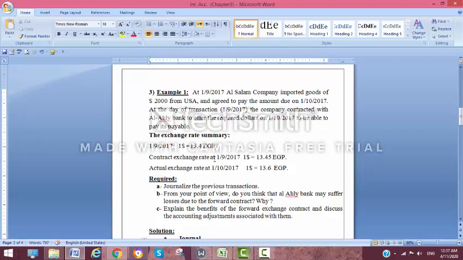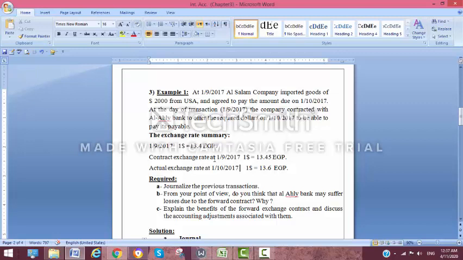The exchange rate summary: on 1 September 2017, one dollar equals 13.40 Egyptian pounds. The contract exchange rate at 1 September 2017, one dollar equals 13.45, and the actual exchange rate at 1 October 2017, one dollar equals 13.6 Egyptian pounds.